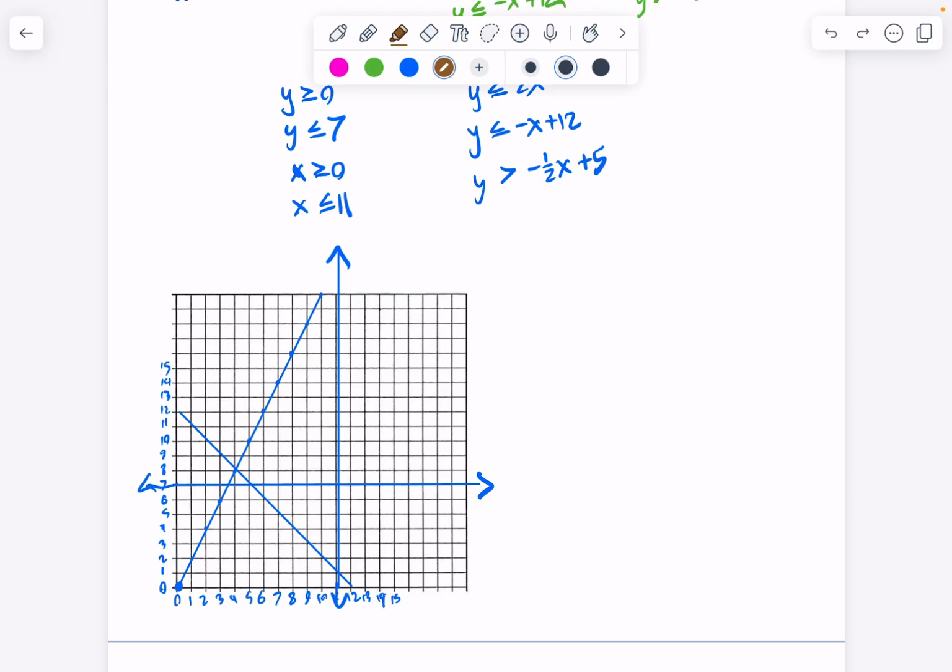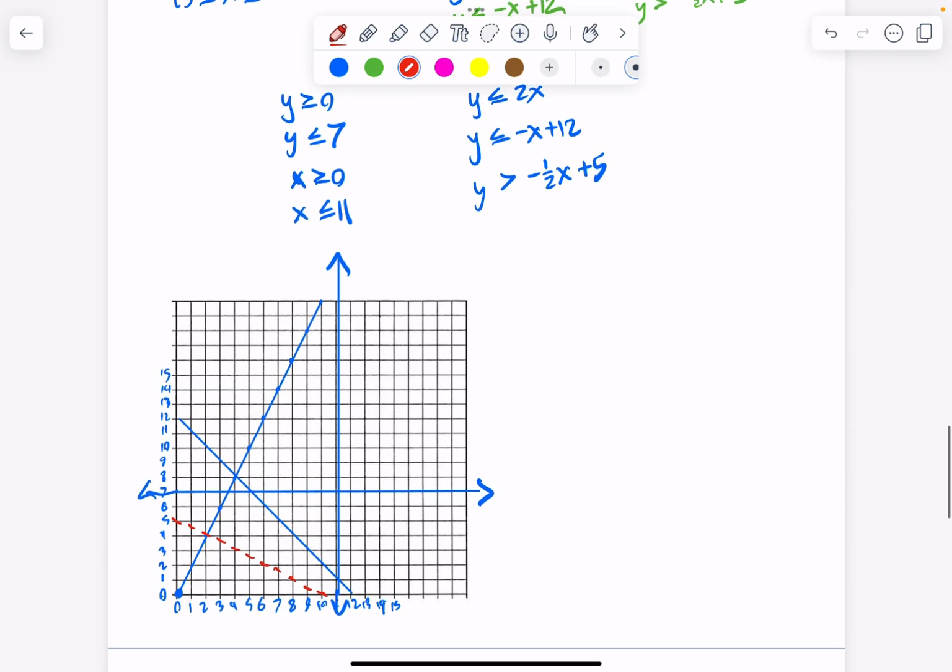But we got one more to do. We got y is greater than negative 1/2 x plus 5. So 5, 1/2 down, 1/2 down, 1/2 down, 1/2 down. We should end at 10. Okay, let's just put another dash in there. This is a dashed line. Okay, there we go. So this is our viable region.